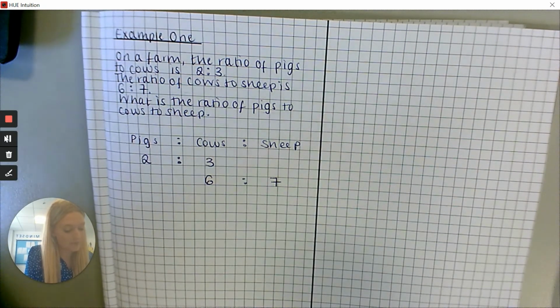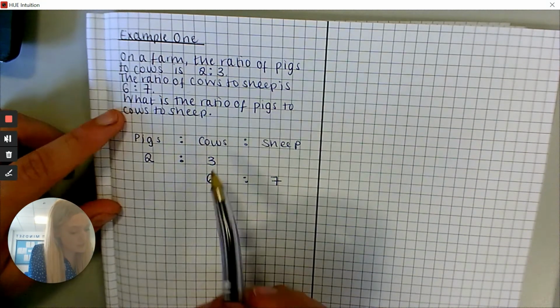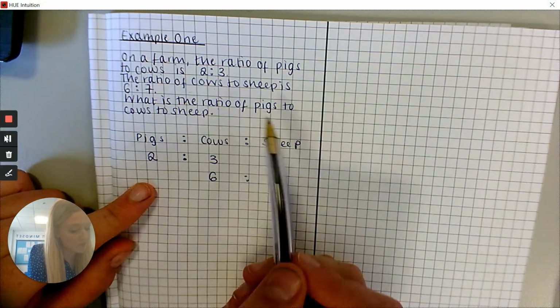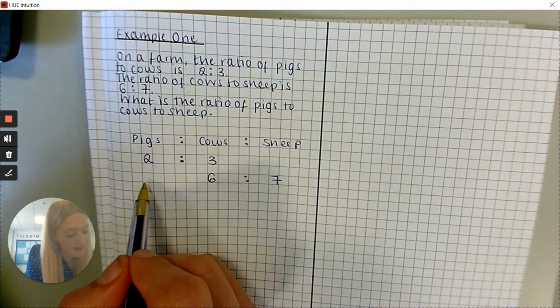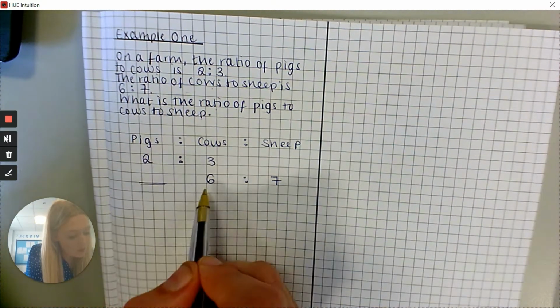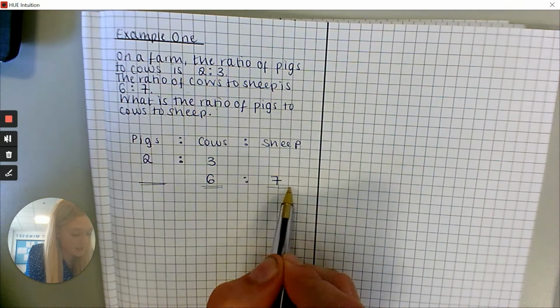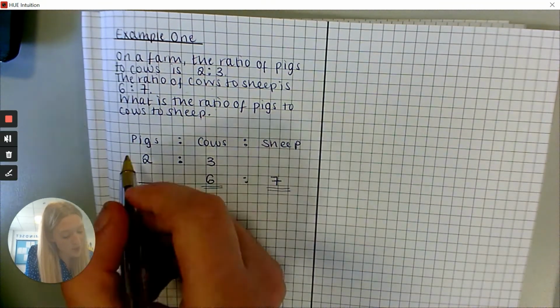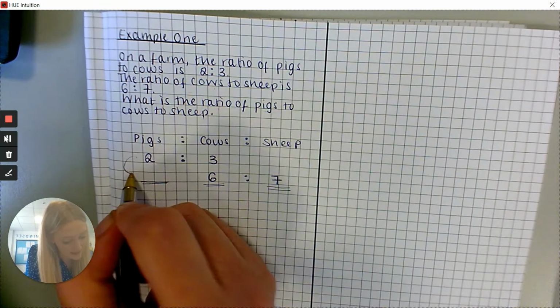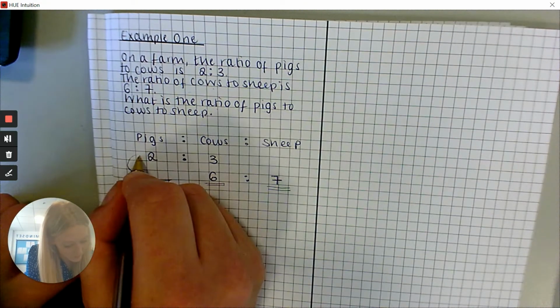Okay, but I'm not finished my question. My question is asking me the ratio of pigs to cows to sheep. So I need a line where all 3 pieces of my information are filled in. Okay, so what I'm going to do is work out how I've got from this line to this line so I can fill in my answer.